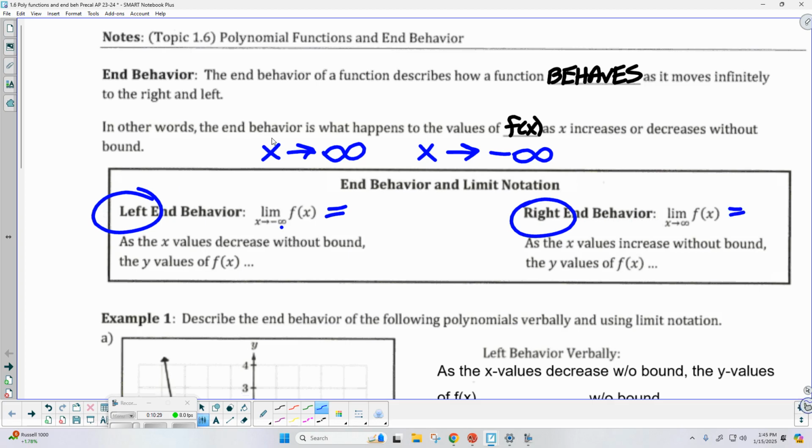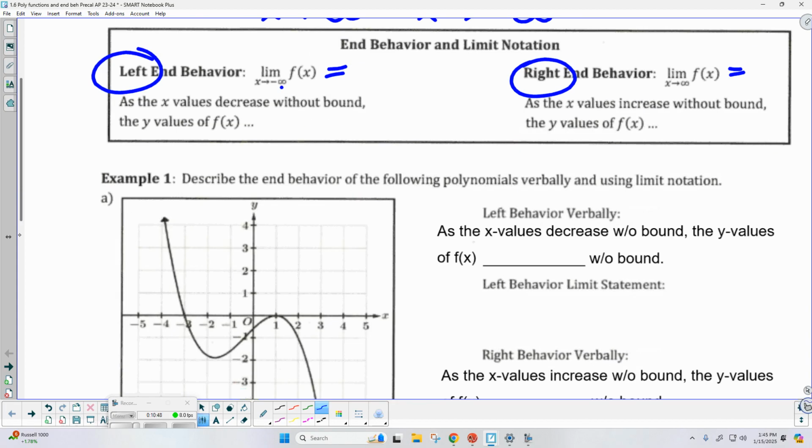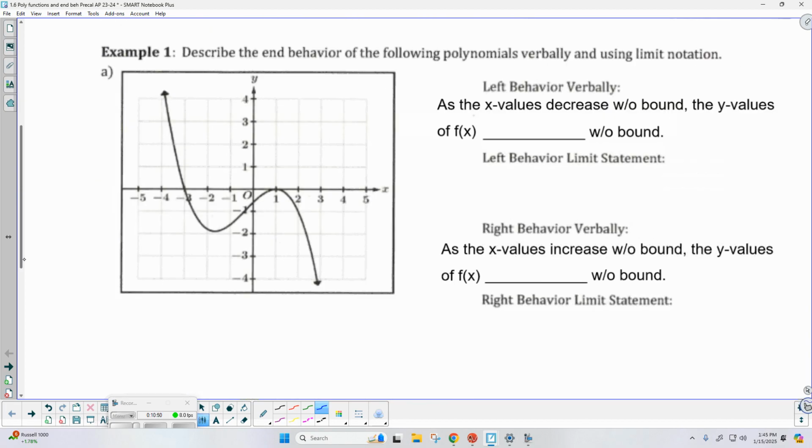Now, eventually, we're going to go ahead and work up to horizontal asymptotes. So we're going to be approaching a specific value, but for right now, we're only interested: on the left and right side, are they curving up towards positive infinity, or is it curving down towards negative infinity? That's all we want to do in this lesson. Okay, so with that in mind, let's look at example 1.